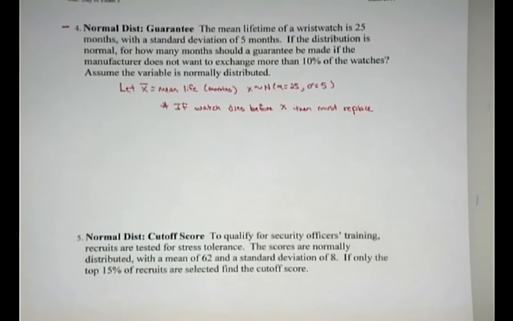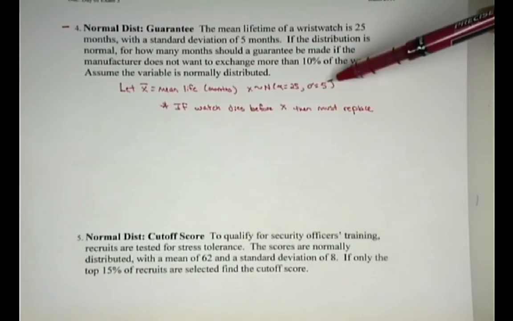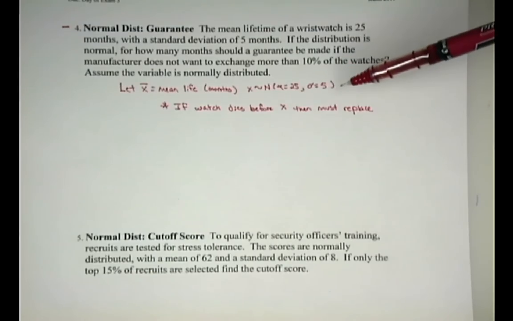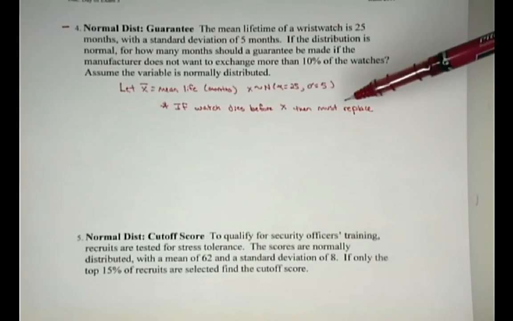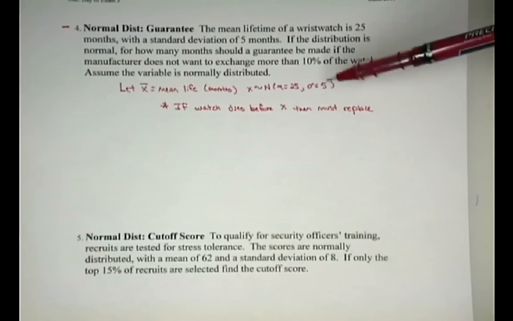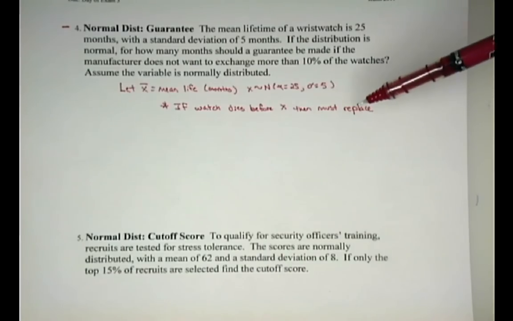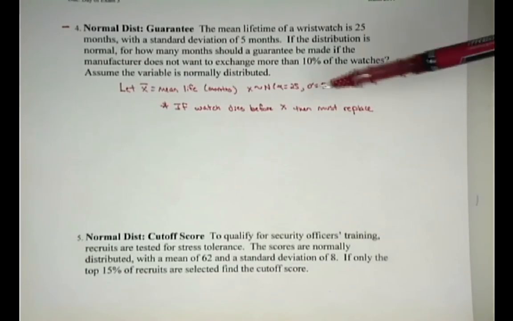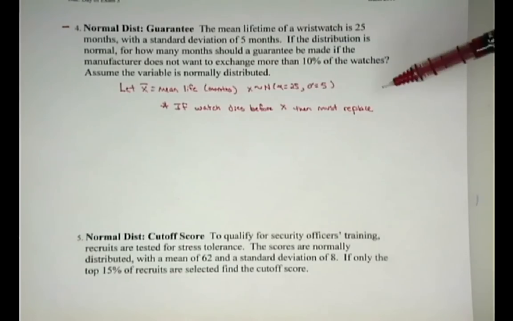So what I did in this problem was I let x bar be the mean life of the watch in months, and it told me in the paragraph that x was normally distributed with a mean of 25 and a standard deviation of 5. And it was really important to note that basically what they're saying is if the watch dies before X months, then they have to replace it. That's their whole guarantee situation, okay? If the watch dies before some value X, then they have to replace it. And they don't want to have to replace more than 10% of the watches, okay?